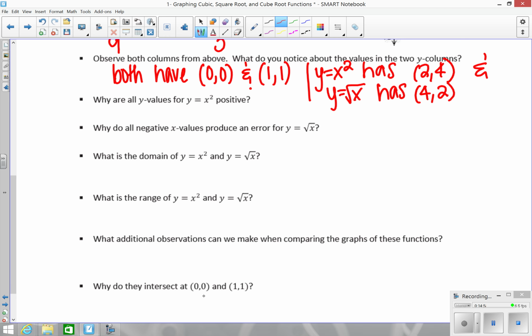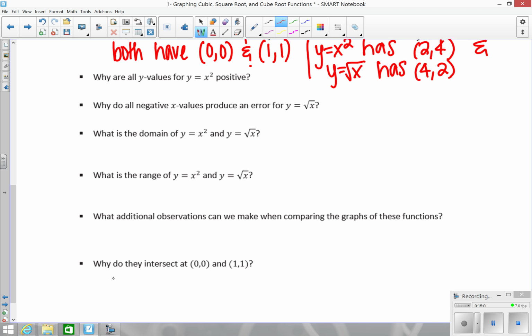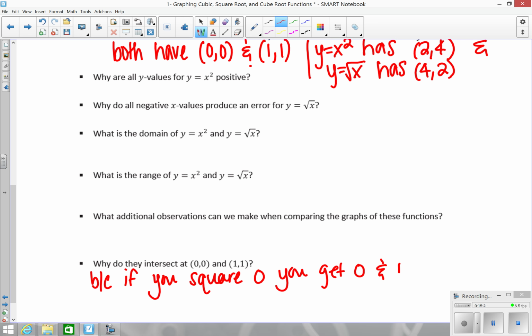Why do they intersect at (0, 0) and (1, 1)? And that's because, so I'm going to just go ahead and jump down and answer that since I just talked about it, and then we'll go back. So why do they intersect at (0, 0) and (1, 1)? Because if you square 0, you get 0. And if you square root 0, you get 0.